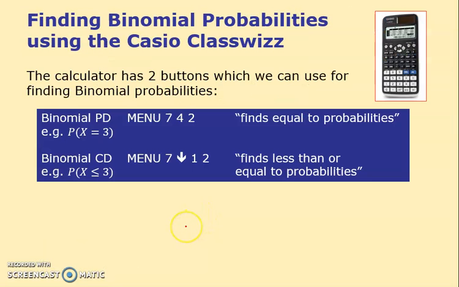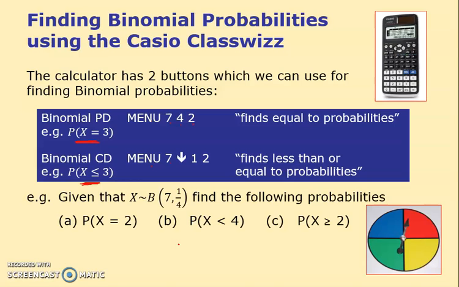And the good news is that there is a calculator button on our calculator, the Classwiz, and this is why we buy this posh calculator, because it does it for us. So notice there's two options when we do it. There's binomial PD, for example, which is when we want an exact probability, but there's a binomial CD, which stands for cumulative distribution, which gives us less than or equals. Notice the way I do it. I press menu 7, 4, 2, or menu 7. I then have to press down 1, 2. So it's a bit of work, but it's a damn sight easier than having to do it yourself.